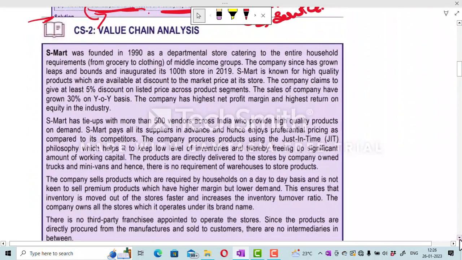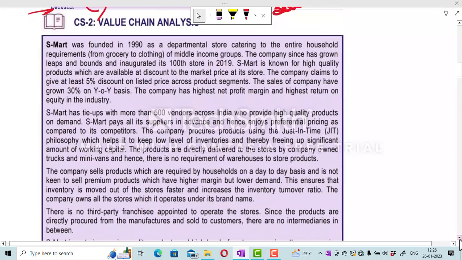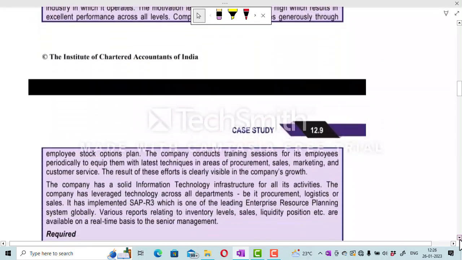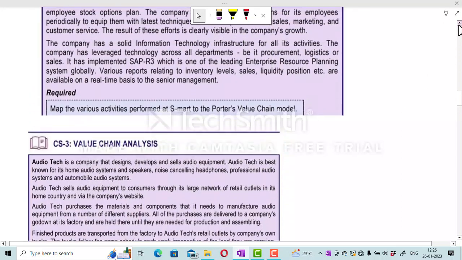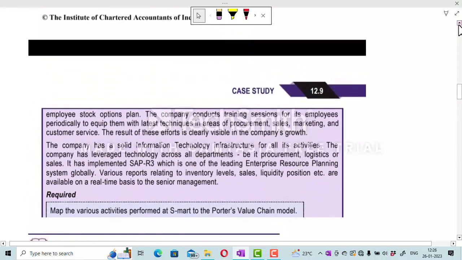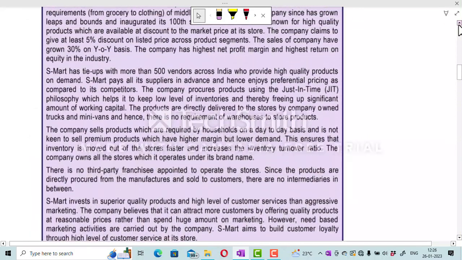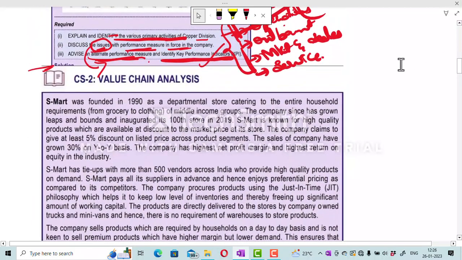It is for S-Mart Limited, and see what they are asking for. They are again asking for various activities performed at S-Mart in Porter's value chain model. So, what are the various activities? Primary activities and secondary activities. So, here they did not ask only about primary activities. So, we need to find what are the 5 primary activities, and what are the secondary activities also. So let's start with the question.